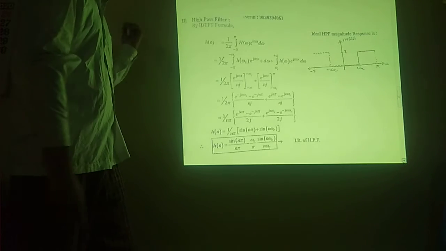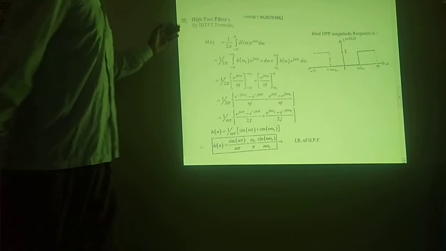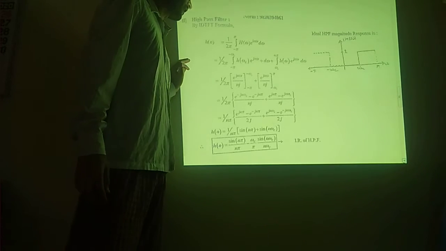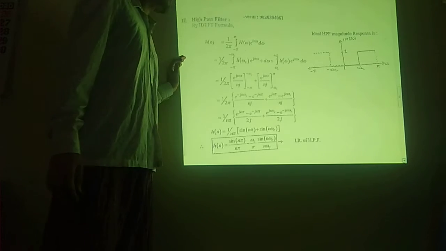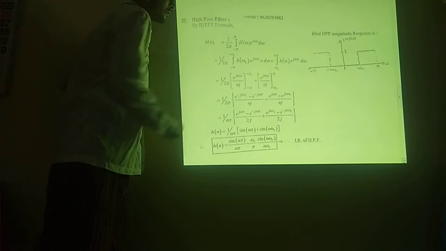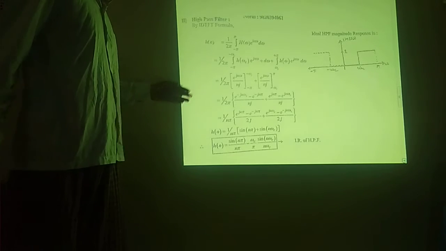Now let us first understand the diagram of high pass filter. So this is our filter, and it will not allow low frequency to pass, but it will allow only the high frequency to pass. So this is an ideal response of a high pass filter. Okay, so we need to take out the IDTFT, that is inverse discrete time Fourier transform, and we have to find out the impulse response.